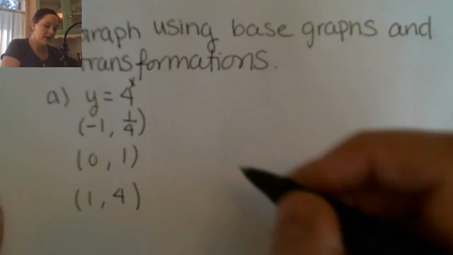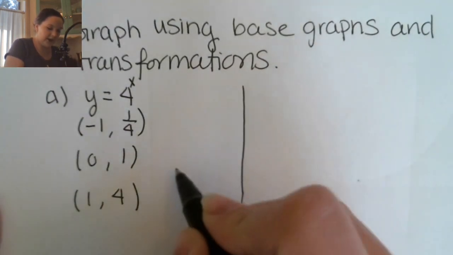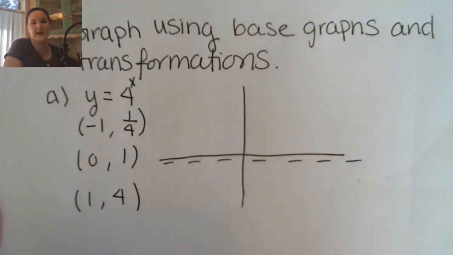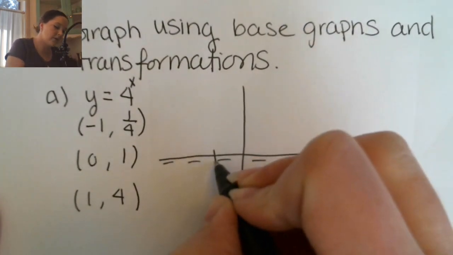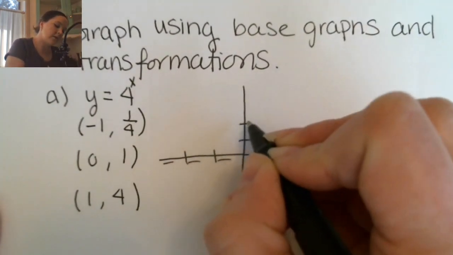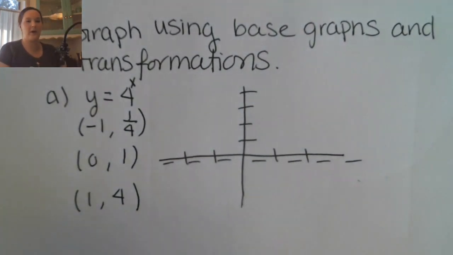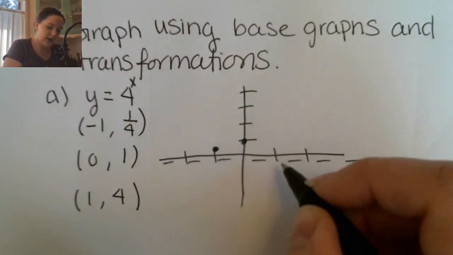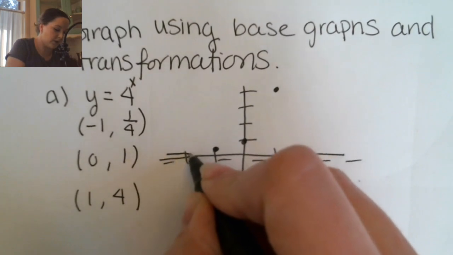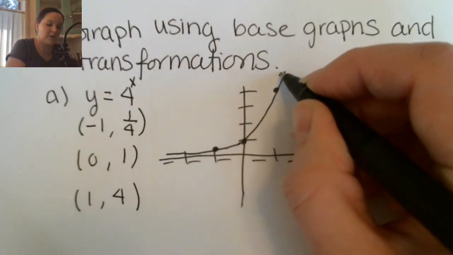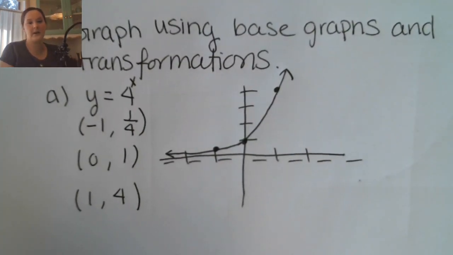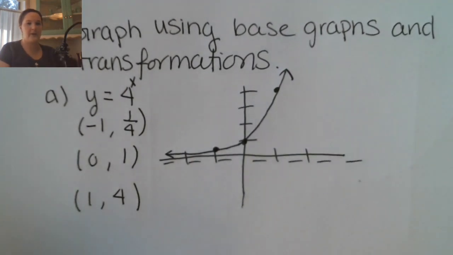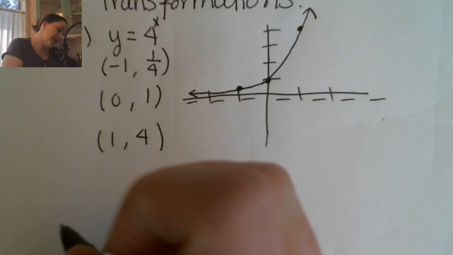Now we're going to look at what my base graph would look like. Remember you have this dotted line on the x-axis. That's an important feature of the graph. Then we're going to plot our key points: -1, 1/4, 0, 1, and 1, 4. Then we're going to draw in our shape. So that's how it would work to use these key points for a base graph. All right. Now let's look at some transformations of those graphs.